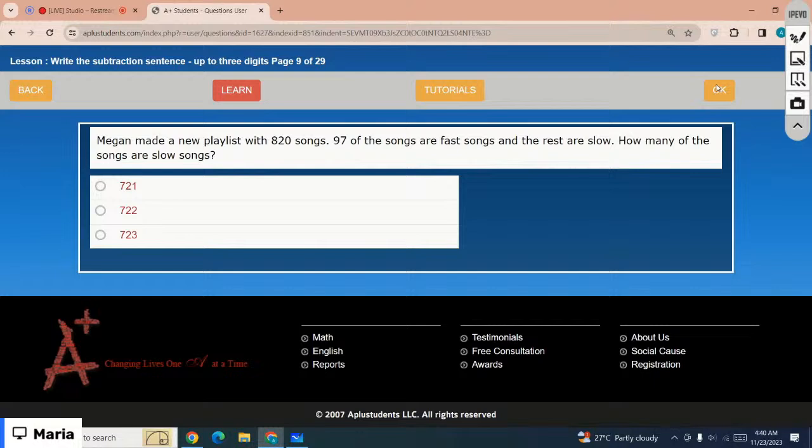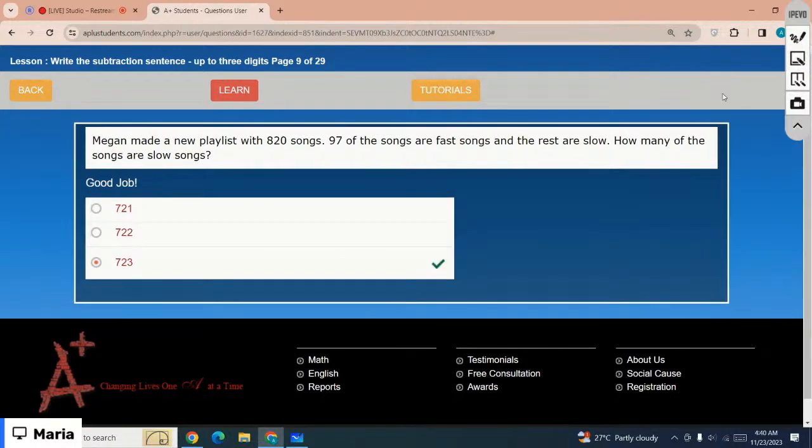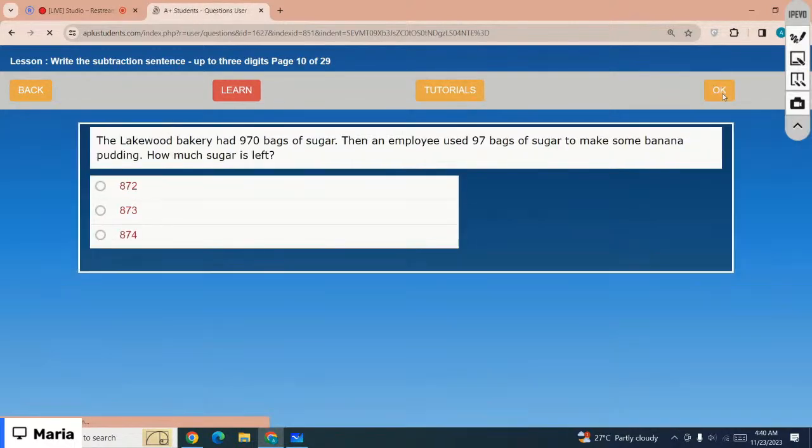So 820 minus 97 equals, that is 723, right? That means 723 of the songs are slow songs, right?